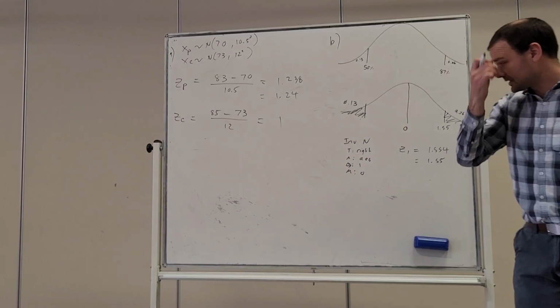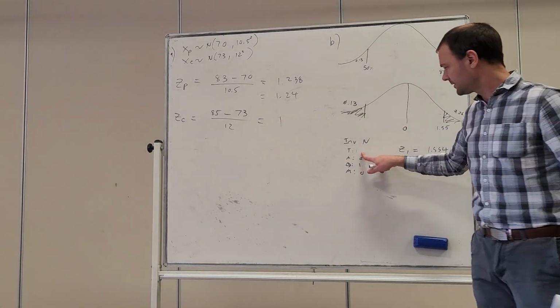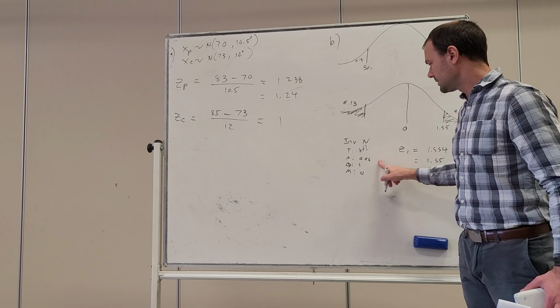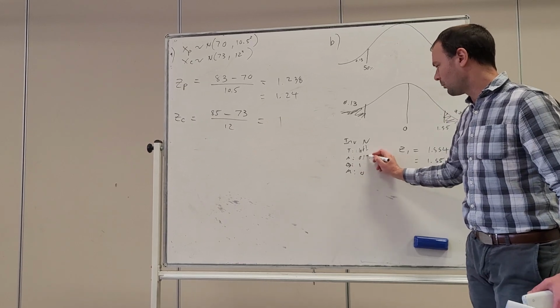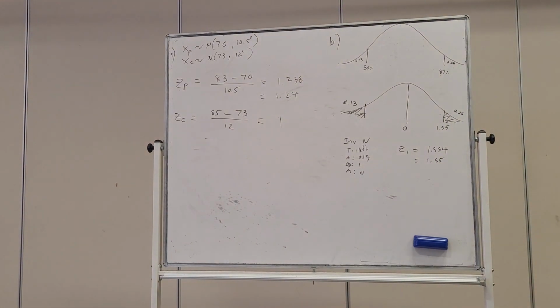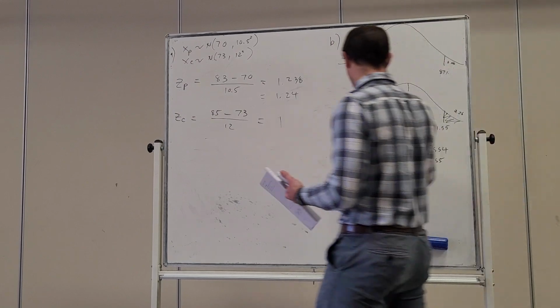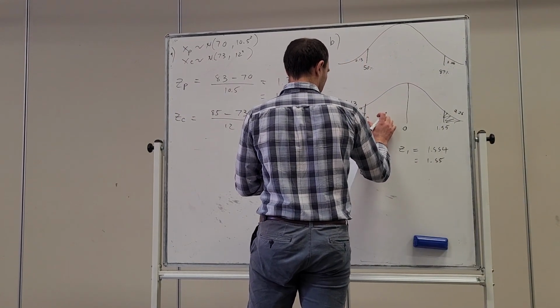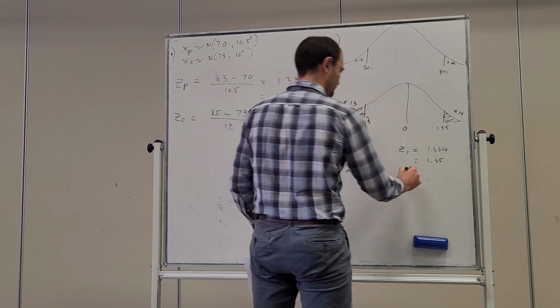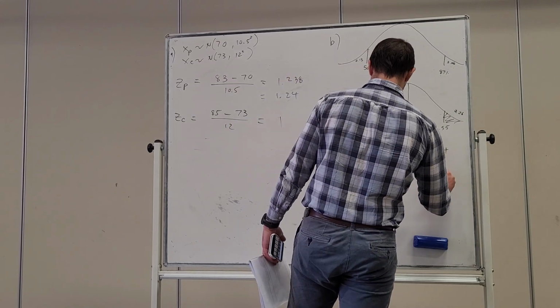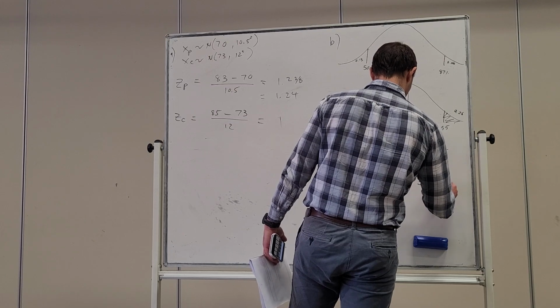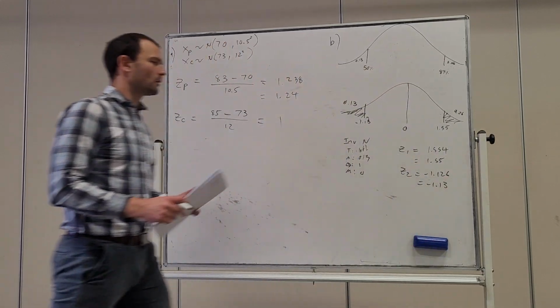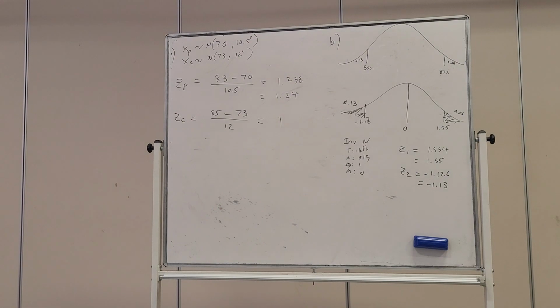So in order to calculate z2, my tail is going to be left, because it's the left of the distribution, and my area 0.13. Everything else remains the same. 0.13, tail left, minus 1.126, 1.13. So we've got z1 and we've got z2.